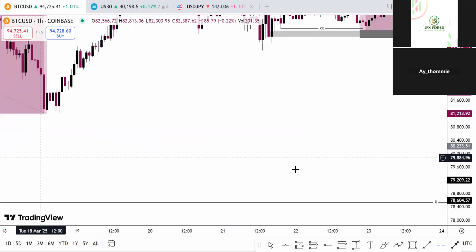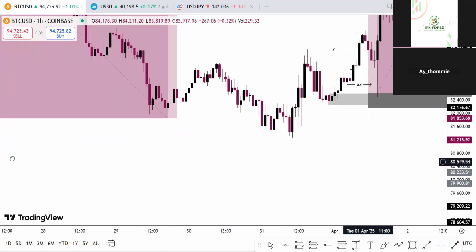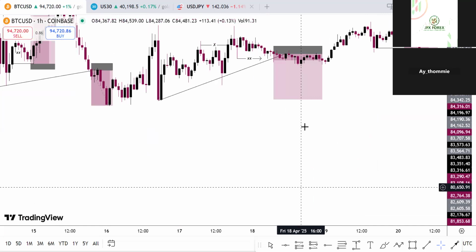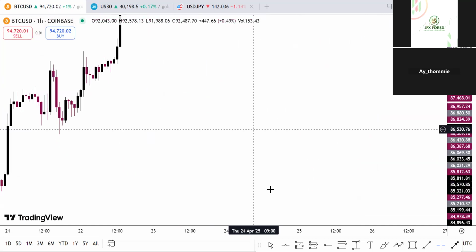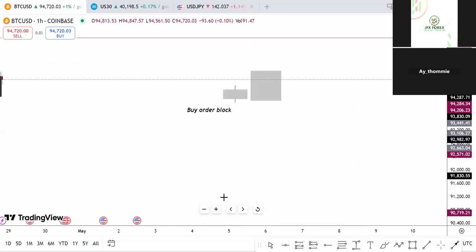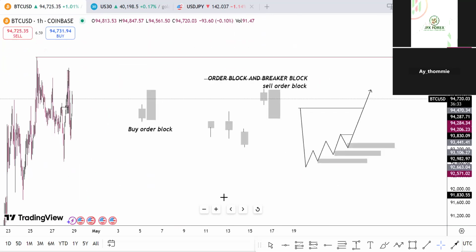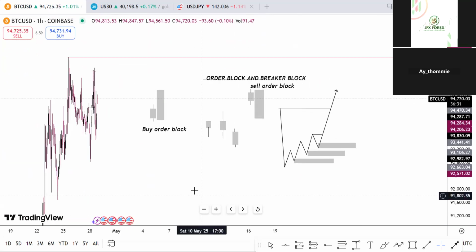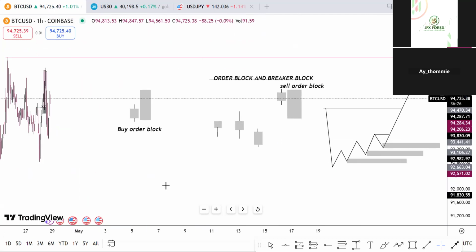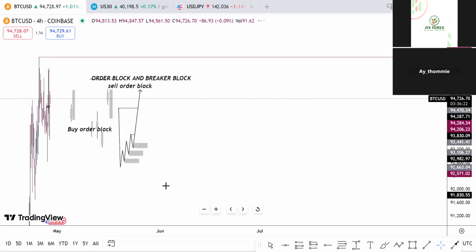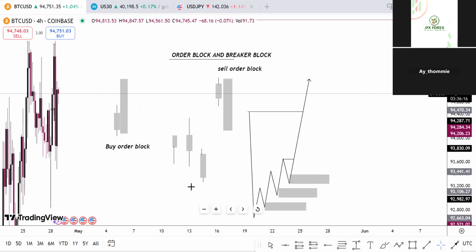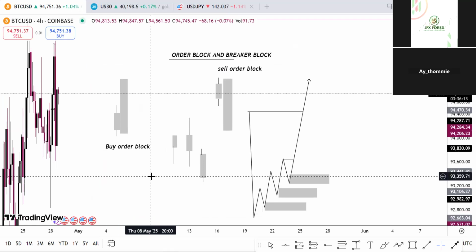Now, let's go to our diagram. Let's go to our diagram. This is how it works. Okay, down to 4 hours. All right. So now, how do we now mark them?